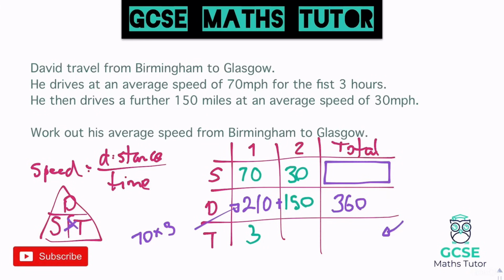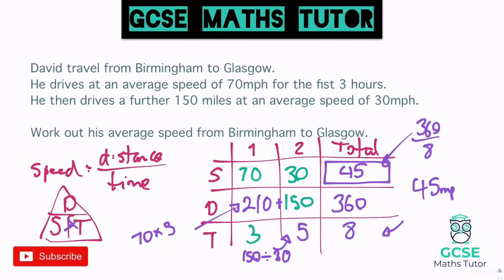So looking at this bottom one here, which is the time for the second one. So to get time, you do distance divided by speed. So distance divided by speed will be 150 divided by the speed of 30, which gives us a time there of 5. So that means in total he's going to be driving for 8 hours. Now we can work out his total speed, because we've got his total distance and his total time. The speed is distance over time, so it's 360 divided by the total time of 8 there, and 360 divided by 8 gives us an answer of 45 miles per hour. So I'll just write that down, 45 miles per hour.